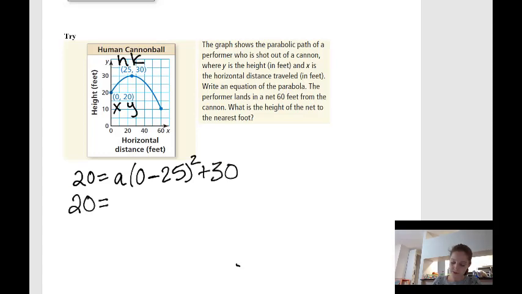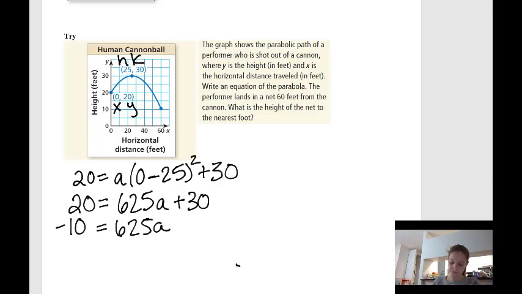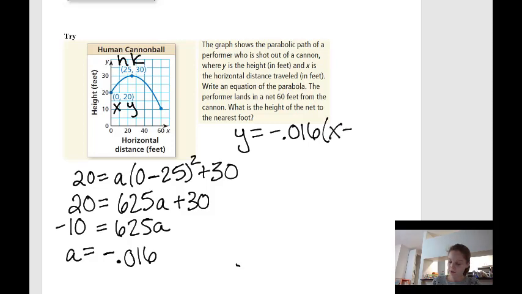20 equals negative 25 squared is 625a plus 30. Negative 10 equals 625a. A equals negative 0.016. The equation is y equals negative 0.016 times x minus 25 squared plus 30.